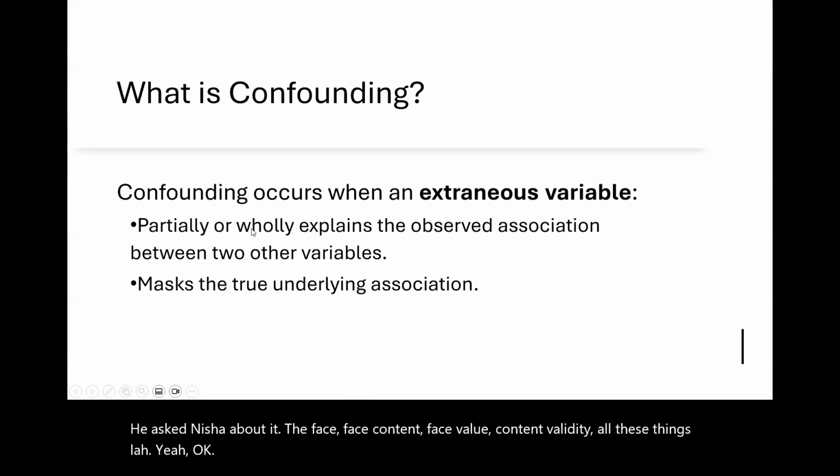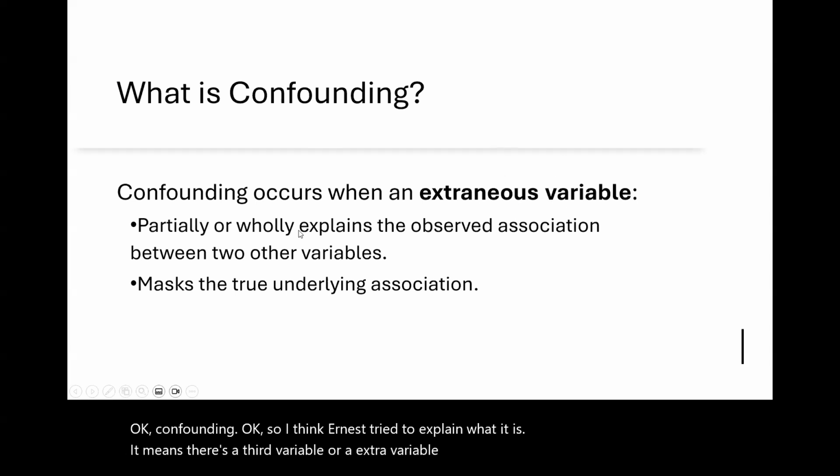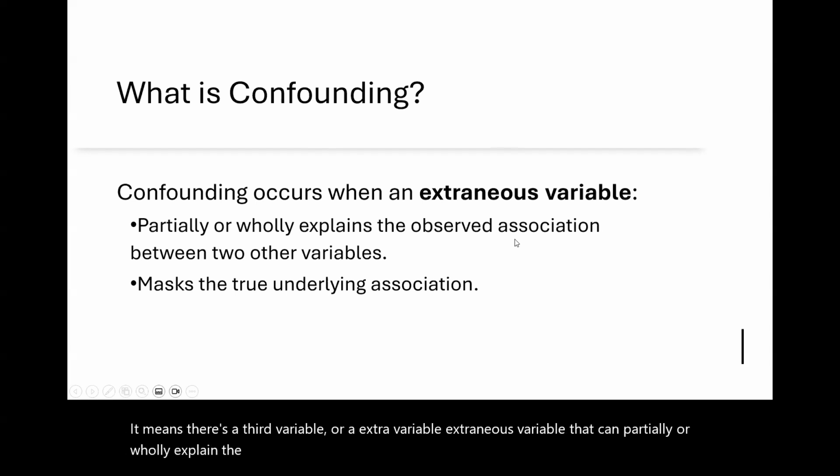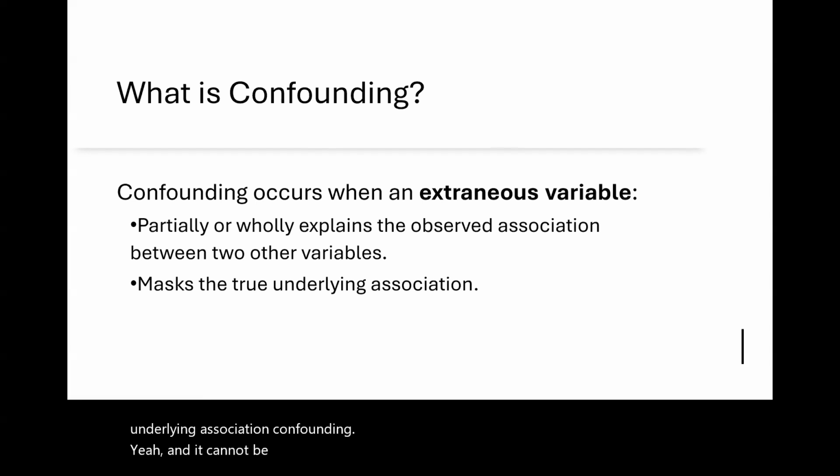Okay, confounding. I think Ernest tried to explain what it is. It means there's a third variable, an extraneous variable, that can partially or wholly explain the observed association between the two variables, but it masks the true underlying association. It's not the offset, but it's part of the variable that has a linear relationship. And it cannot be in a pathway.